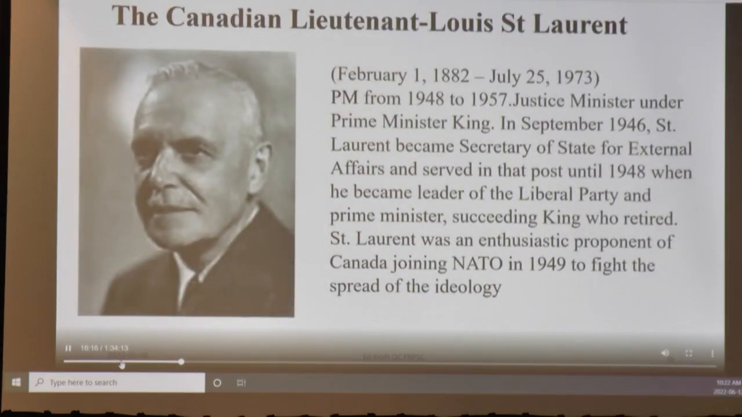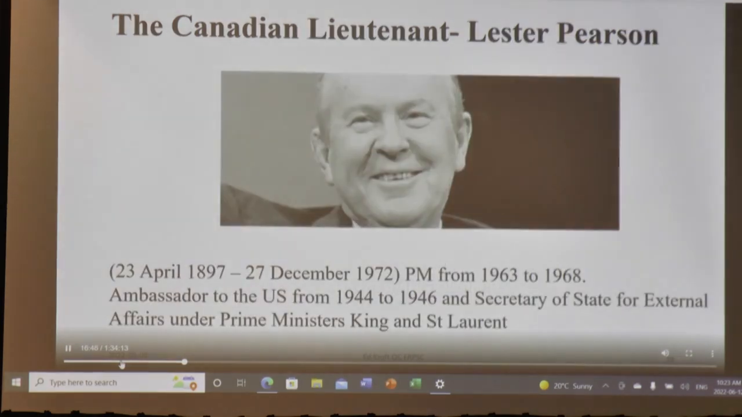Here's Saint Laurent, Minister of Justice at one point in time, Secretary of State for External Affairs. And unlike King, who really didn't want to have Canada mix very much in foreign affairs, Saint Laurent was an enthusiastic proponent for Canada joining NATO in 1949 to spread the, quote, fight against communist ideology, and he also was supportive of different relations with the United States. And there's the Canadian Lester Pearson, as I mentioned previously, the ambassador to the United States, Secretary for External Affairs under King and Saint Laurent.